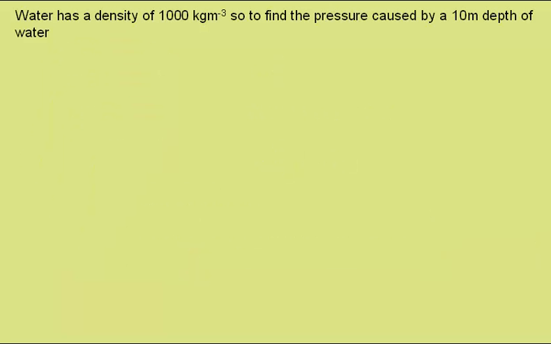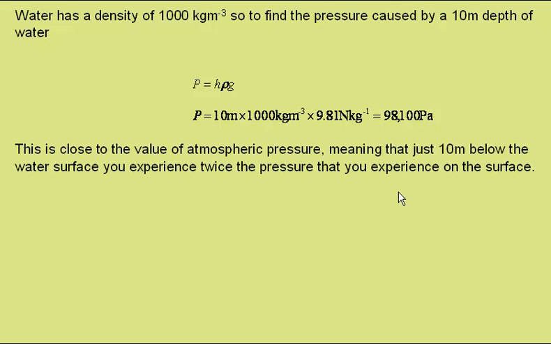Water has a density of 1,000 kilograms per cubic meter, so to find the pressure caused by a 10-meter depth of water, we can use the equation pressure is equal to depth multiplied by density multiplied by gravitational field strength. Putting the numbers in, this gives a pressure at 10 meters depth of about 98,100 pascals. This is close to atmospheric pressure, and so just 10 meters below the water surface you experience twice the pressure that you experience on the surface.